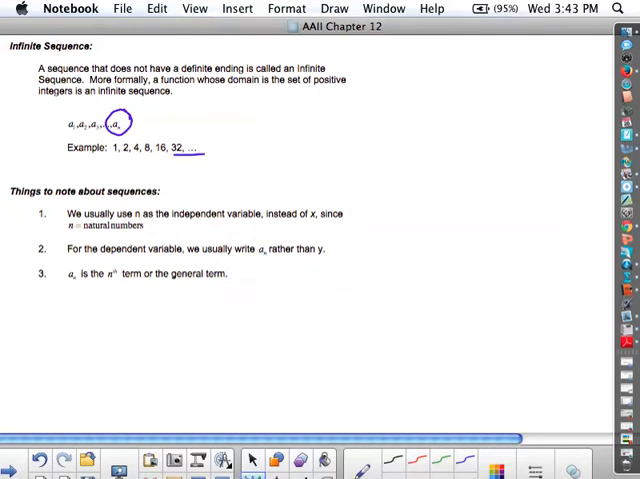Some things to note about sequences: we usually use n as the independent variable instead of x, since n is the set of natural numbers. In some textbooks it's represented as i or k. You'll see when we look at summation notation where that shows up and how to know that that is the variable. For the dependent variable, we usually write a sub n rather than y. A sub n is the nth term or the general term.